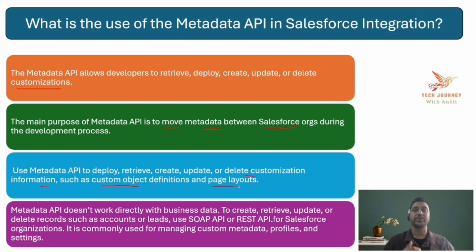The key point that you should highlight whenever you're answering this question is that the Metadata API does not directly work with the business data. To work with the business data, we already have a few other APIs like the SOAP API or the REST APIs, right? Again, the Metadata API is used whenever you have to manage the custom metadata like profiles, custom objects, settings, page layouts, and all those things. Then you will go for the Metadata API.